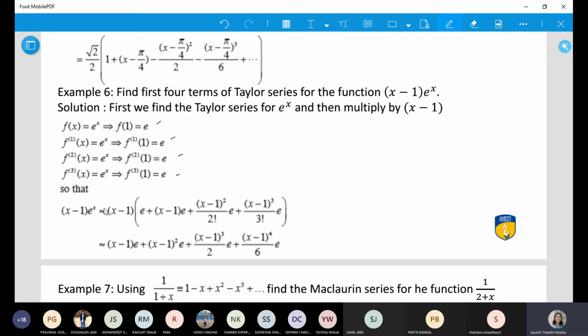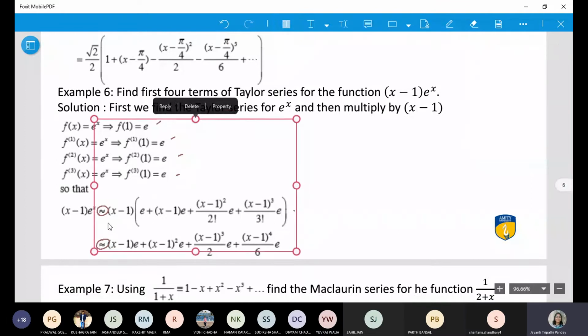Now you can ask why this symbol is used, because this is not equal: you have truncated the series after 4 terms. That's why this symbol is used. Is it okay? Yes, ma'am. Okay.